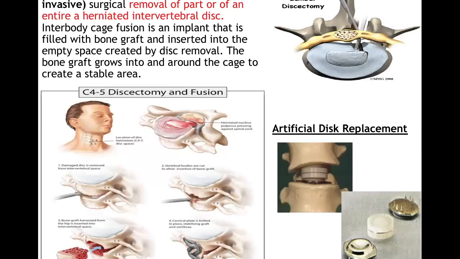A discectomy or a microdiscectomy is a minimally invasive procedure. Basically, this is going to be a surgical removal of part or an entire herniated intervertebral disc. Okay, so an interbody cage fusion is an implant that is filled with bone graft and then inserted into that empty space where the disc was removed. The bone graft is then going to grow into and around the cage to create a stable area. So these are the implants that you see here. They remove the disc that is in between here, and they go ahead and insert these implants.